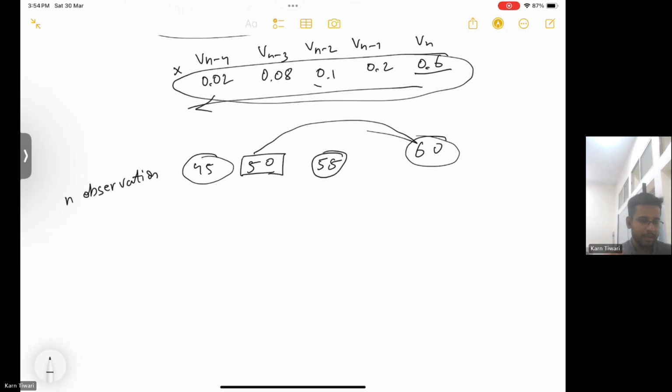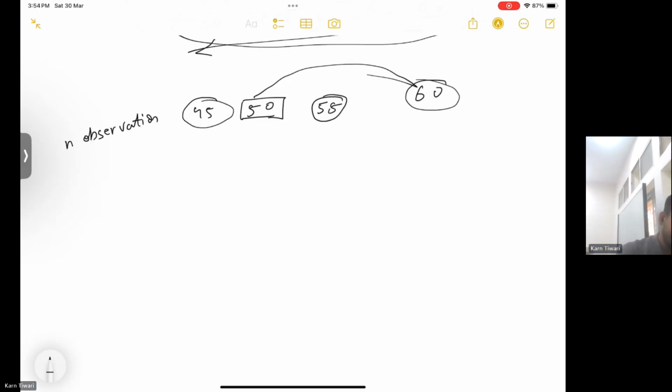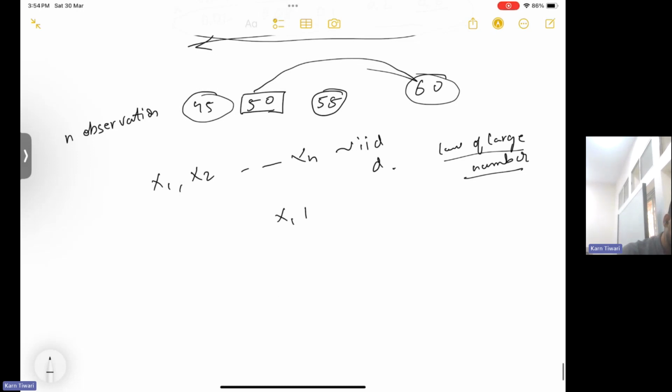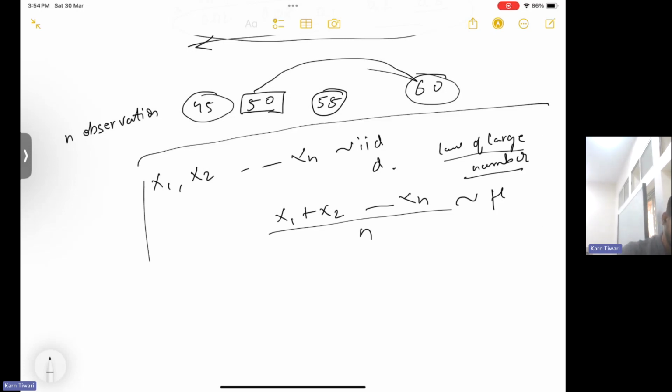So the more observations you take, the better the estimate gets, the better you know the true value, because of the law of large numbers. If we are given random variables x1, x2, till xn, which are IIDs from a certain distribution D, then x1 plus x2 till xn divided by n converges to the mean of the distribution. This is what it states basically.